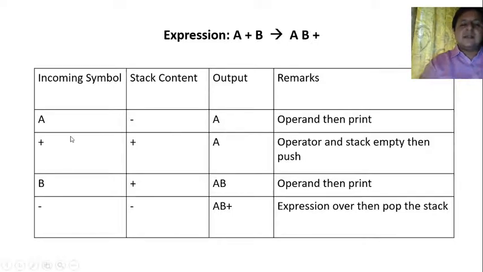Next is plus. Currently the stack is empty, so obviously there is nothing we can compare with, so my plus will be pushed onto the stack, and the output remains as it is. And we got another rule: if I have an operator and the stack is empty, then I have to push the operator. Next is b, same, if it is an operand then you have to print. And finally the expression is over, so it is obvious that whatever is left on the stack should be popped. So I would be popping plus, and that will result in ab plus as my final answer. And we got one more rule: if the expression is over, then you have to pop the stack and print. So with this very basic expression, we could generate 3 rules.